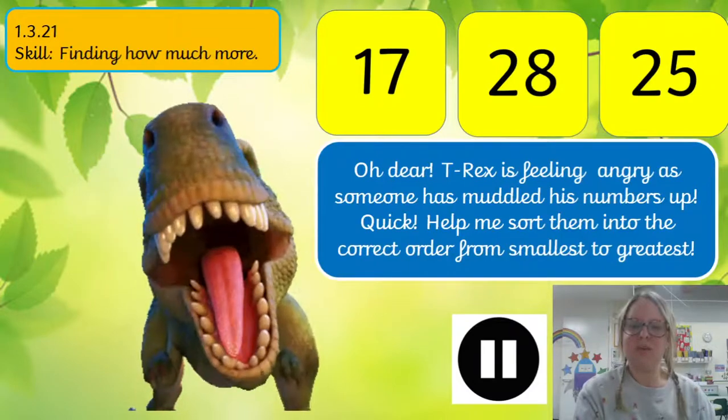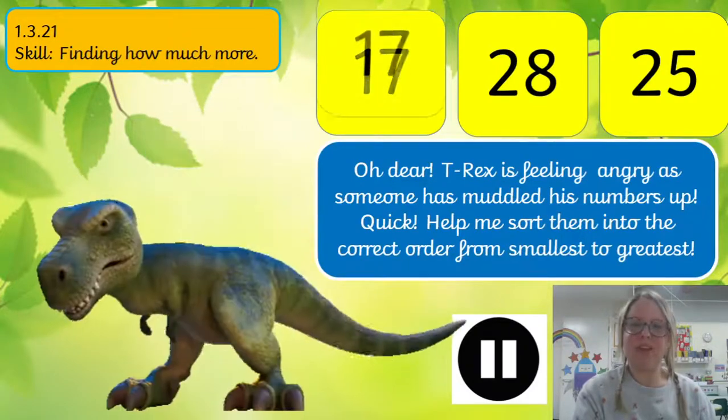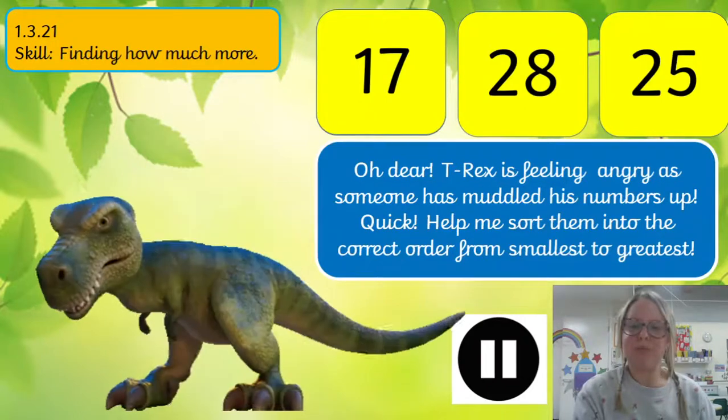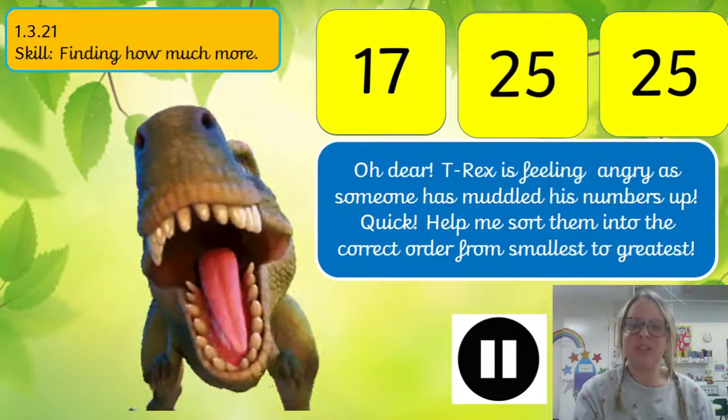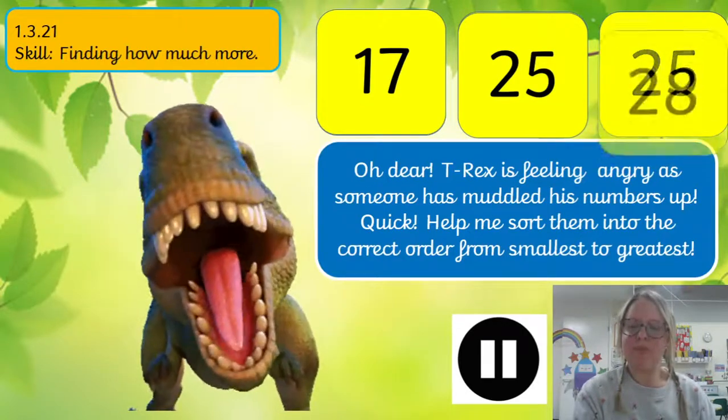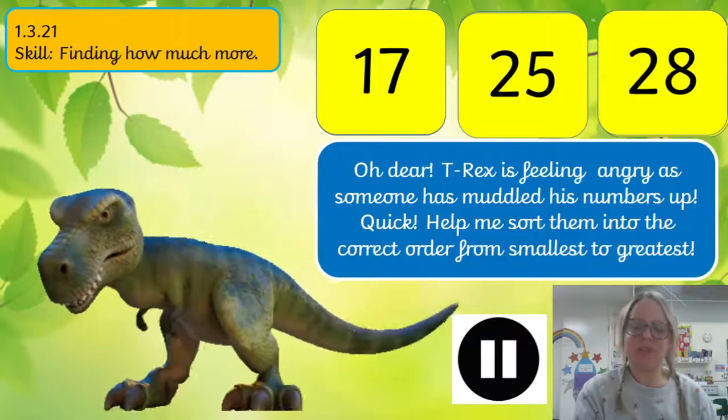Okay, so what was the smallest number? It was 17. What was the middle number? 25. And what was the greatest number? It was 28. Good.